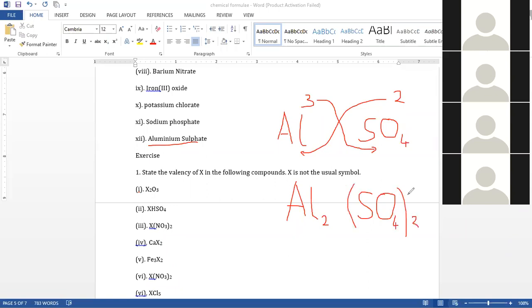A 3. Okay. Now you realize that a 2 and a 3, we don't have a factor in them and they must be there. Sulfate, you see it's 1 sulfur atom and 4 oxygen atoms, so we need a bracket here. Aluminium is 1 atom, we don't need a bracket. 2 and 3, there is nothing that can be divided through. So aluminium sulfate remains like that.